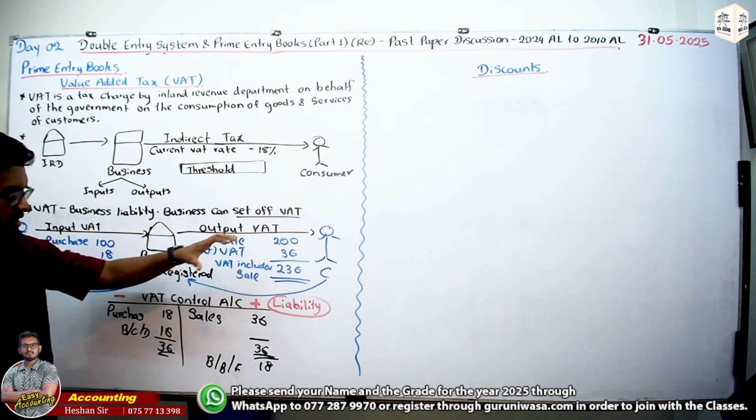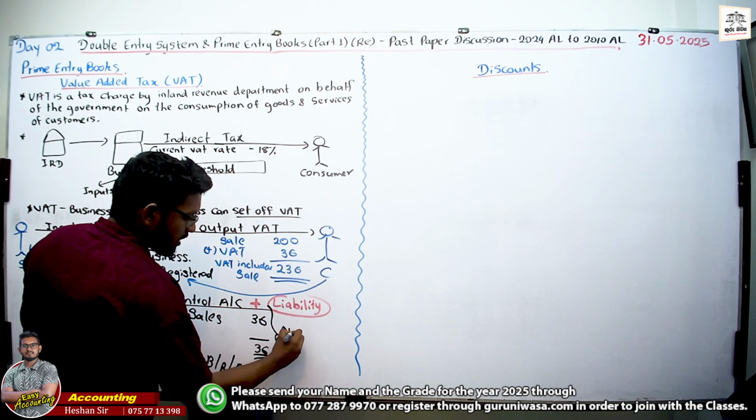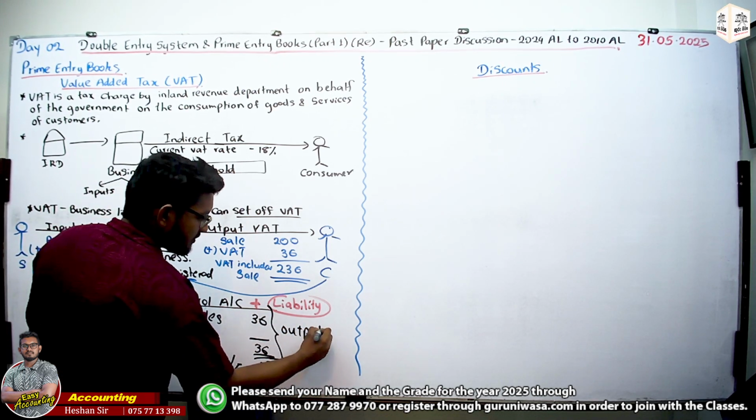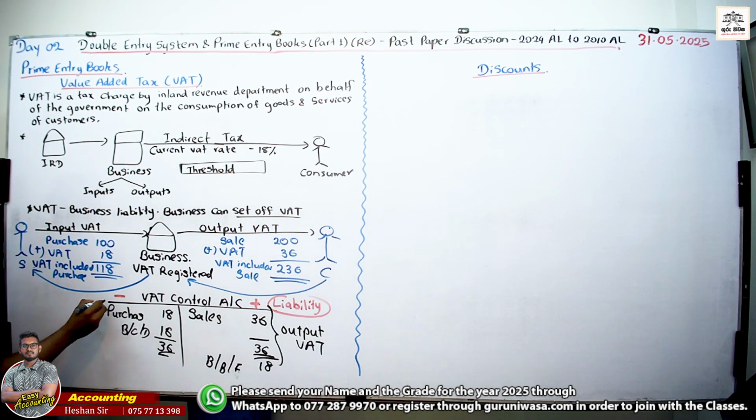This is an input tax. In here you can see, sorry, this is output VAT. On the credit side is output VAT, because we receive it and give it to the government. On the debit side is input VAT.